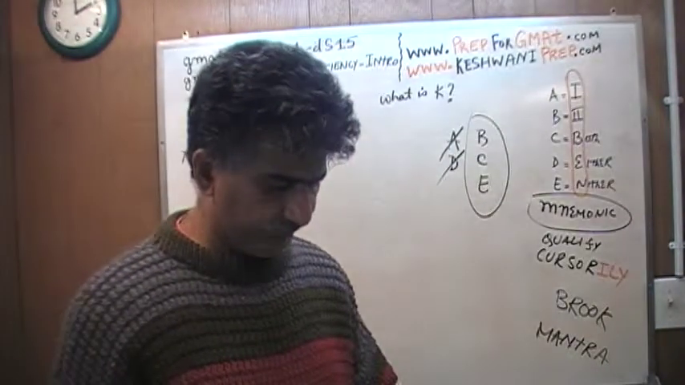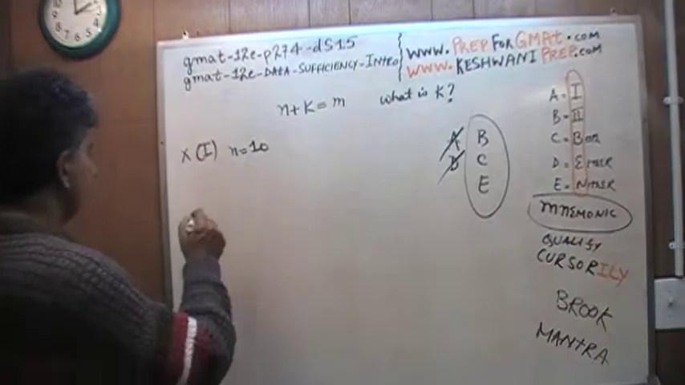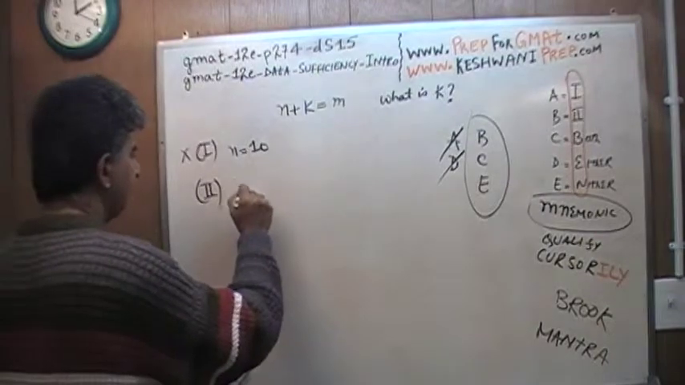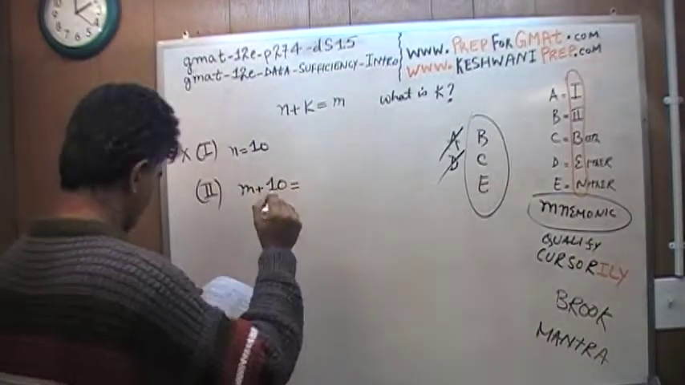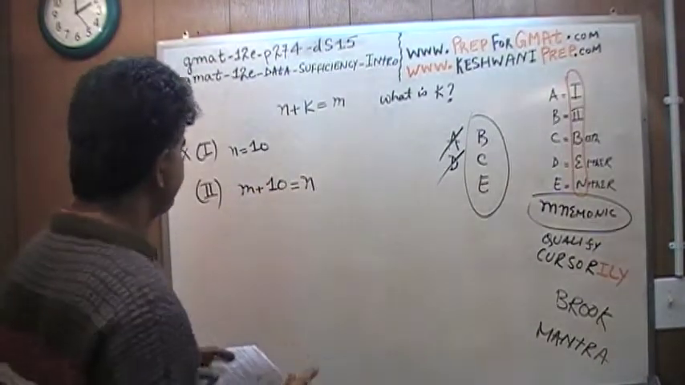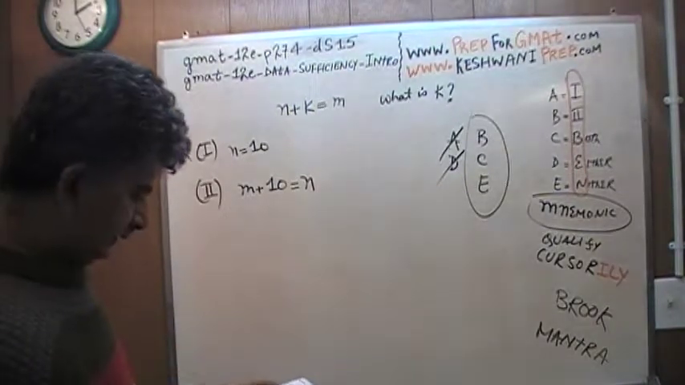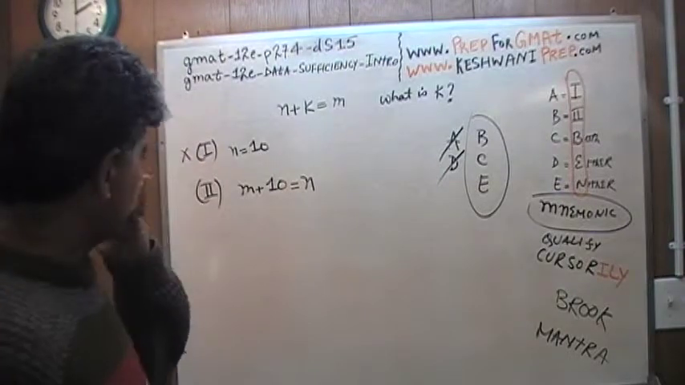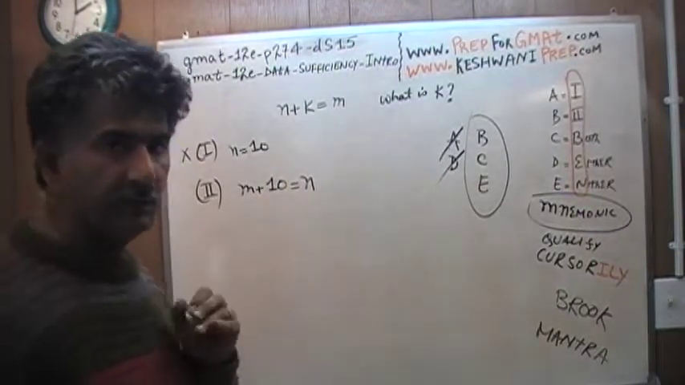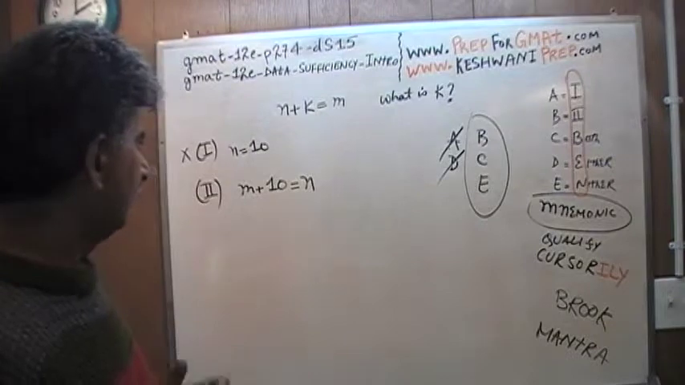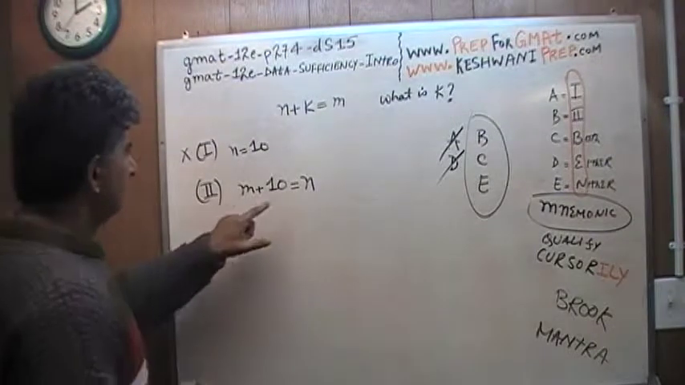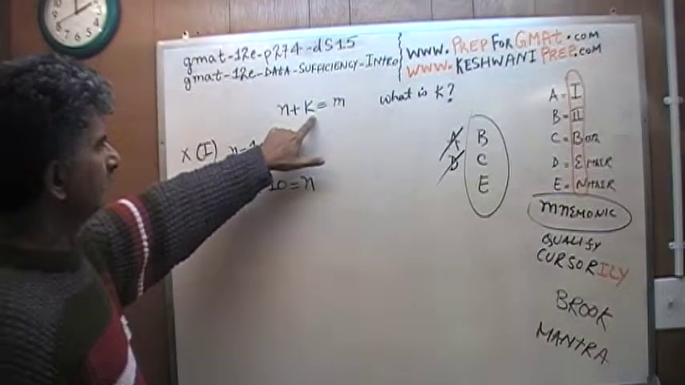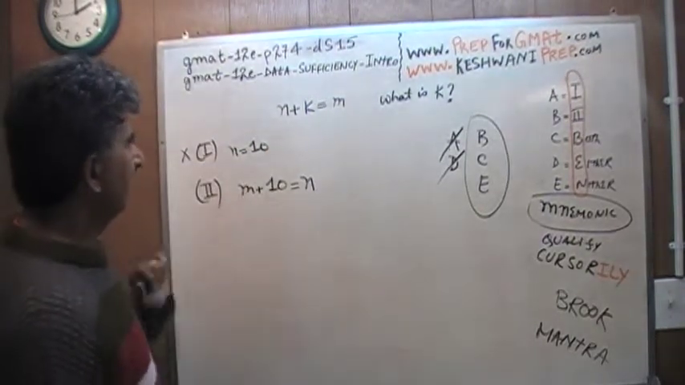Let's look at the second statement. The second statement tells us that m plus 10 equals n. They do not clearly tell you that m equals this, but they give it to you in a roundabout way. Let's see what we can do with it. You see, the reason why I could not figure out k there is because we had three different variables. Let's see what we can do here.